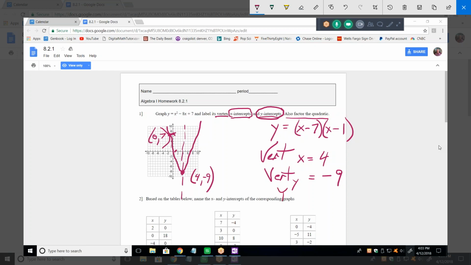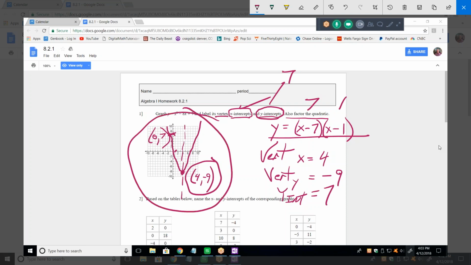So we did exactly what they wanted. We got all three things. We got the vertex, (4, -9). We got the x-intercepts, which were 7 and 1. We got the y-intercept, which is 7. And we factored the quadratic. And we graphed it. Yay. With all the points. In other words, we did every single thing they were looking for. All right, let's go to the next one.